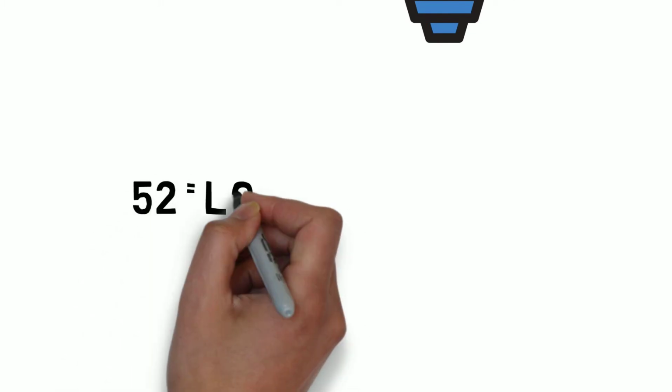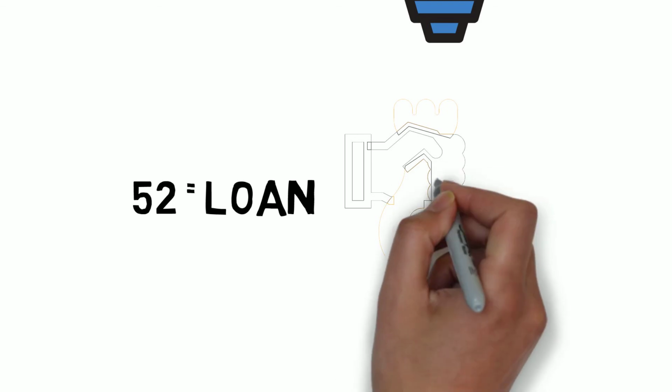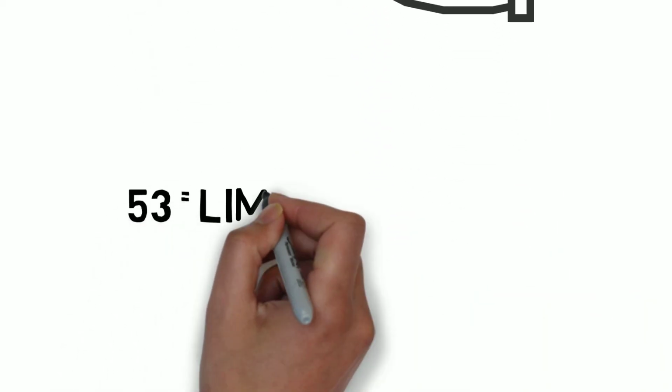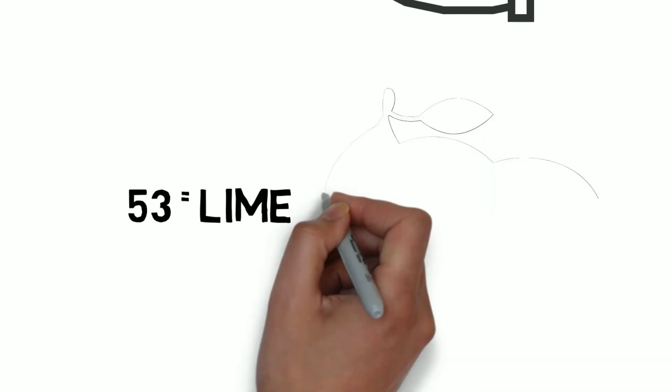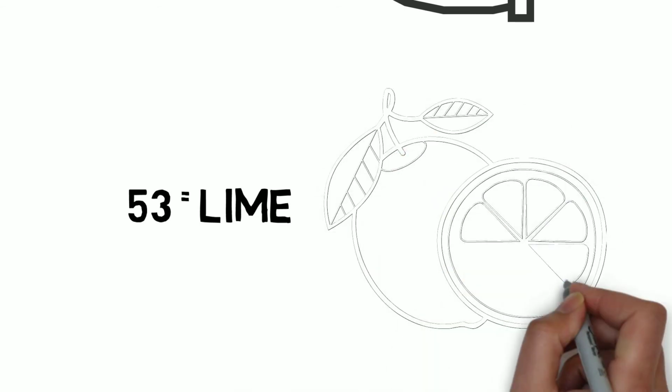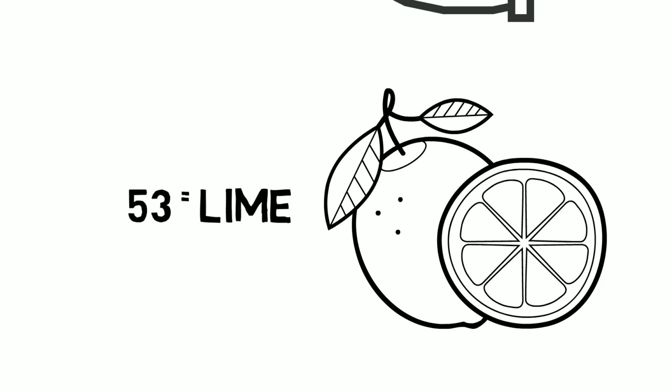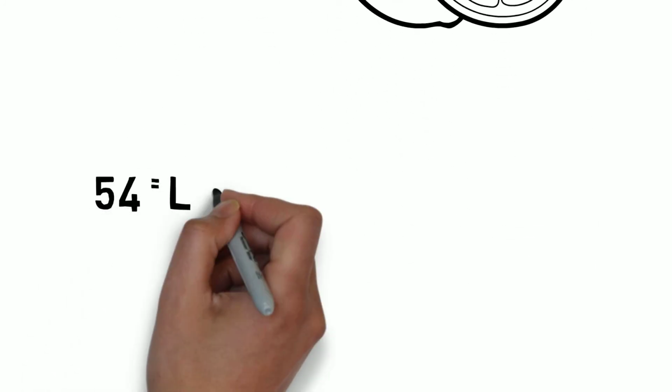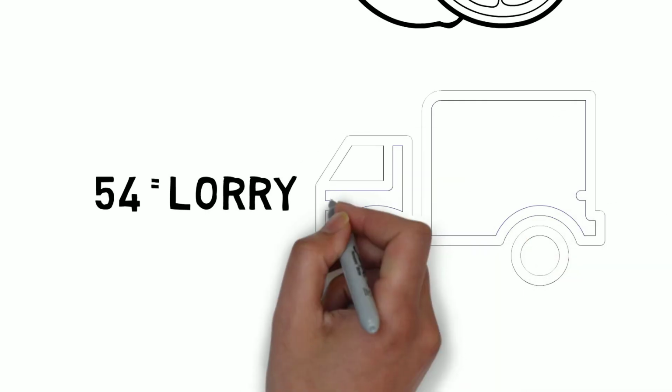For 52, I use the word loan. I picture myself asking for a loan at the bank. For 53, my peg word is lime. I visualize a lime whenever I come across this number. With 54, lorry is my peg word of choice. I simply imagine a lorry for 54.